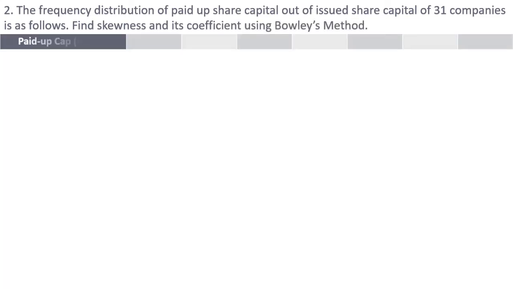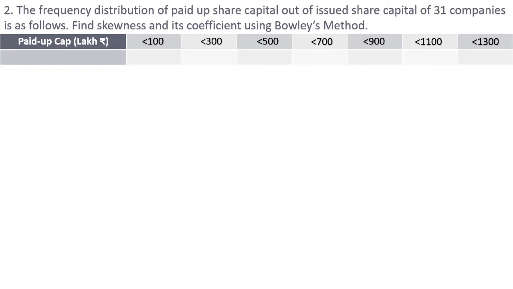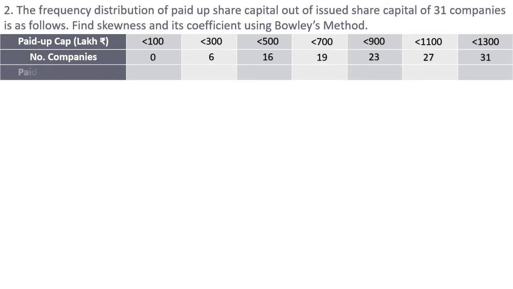Now the data is paid up share capital in lakh rupees, but as you can see the data is less than 100, less than 300, less than 500, less than 700, up to less than 1300. That means the whole data is in a less than format. We will need to convert this data into regular classes before starting with the sum. The cumulative frequencies for these less than values are already given. What we need to do is convert these into classes.